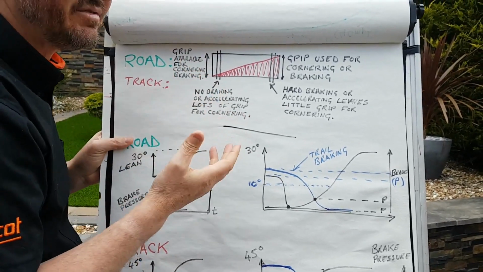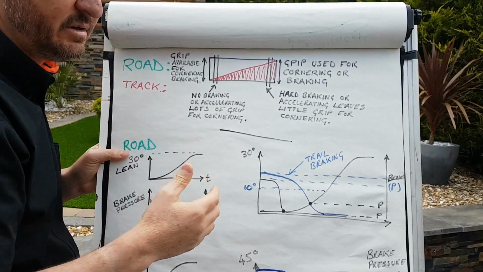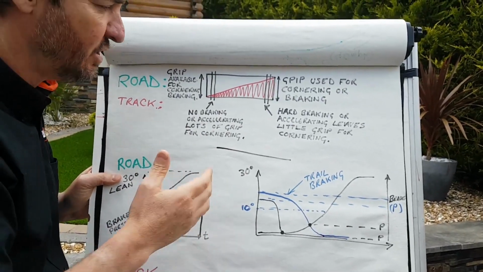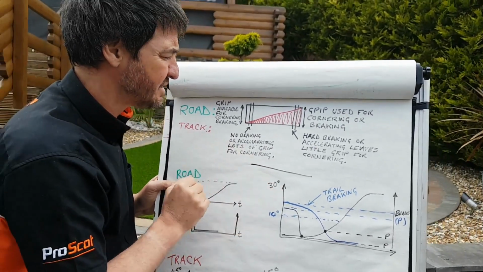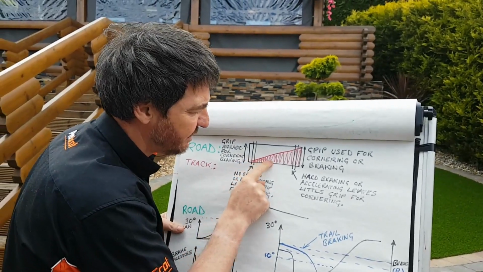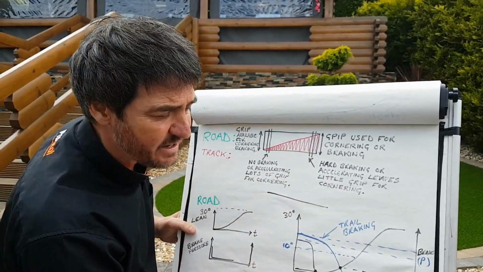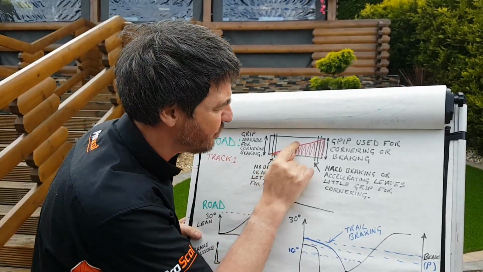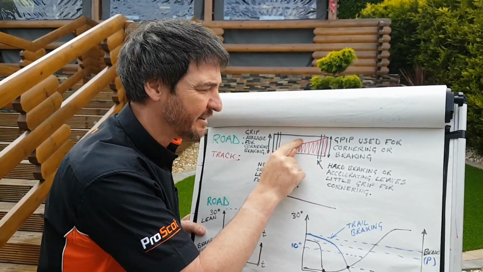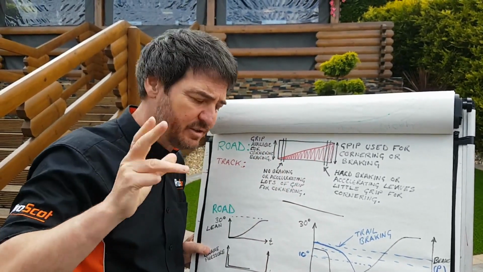Now that 100% of available grip could be 100% of a lot on a nice dry day, it could be 100% of not a lot if it's a wet day. But you'll see if you go along here and you start using it up for acceleration, you're using up grip. If you're braking, you're using up grip. So you've now got less left over for leaning. Now that's an important concept, we need to remember that.